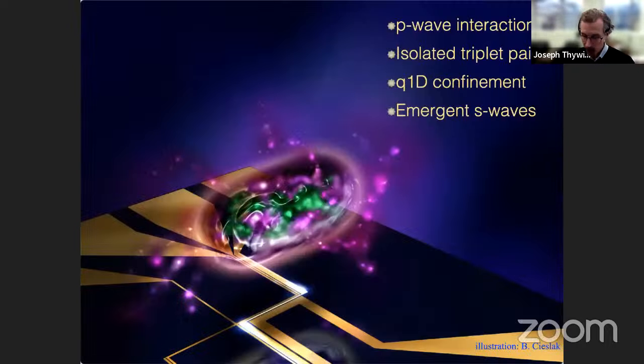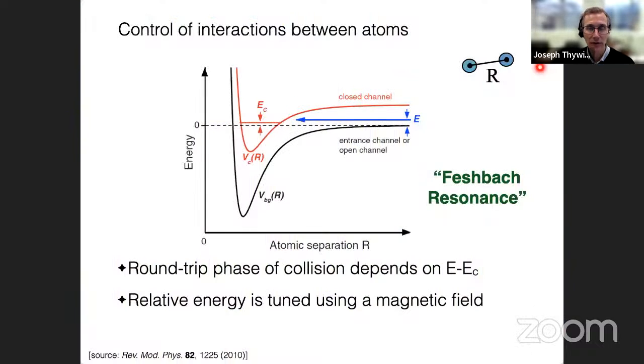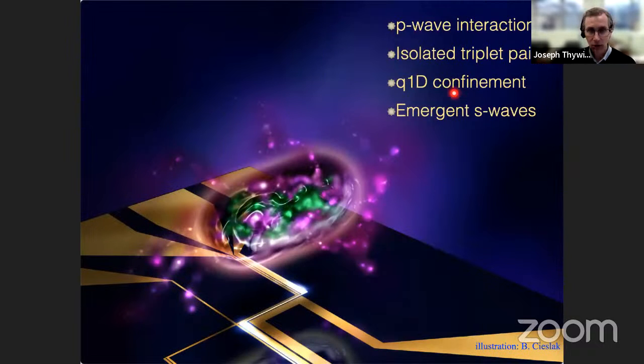So the outline of what I'm going to talk about today is I'm going to tell you a little more about p-wave interactions and some background. And then I'm going to tell you about how we isolated triplet pairs, identical pairs of fermions, and studied just two-body interactions. And then I'm going to tell you about what happens when you confine these particles in a quasi-one-dimensional subspace. And the most interesting thing that happens is that we find, surprisingly, an emergent S-wave scattering in that one dimension.